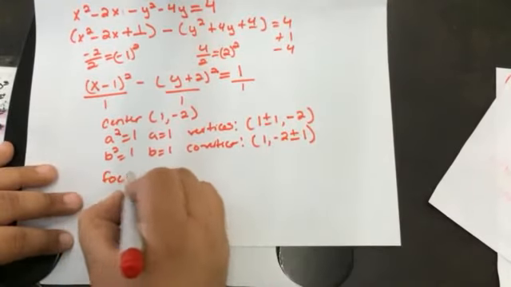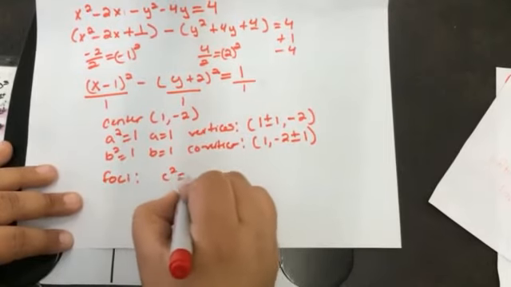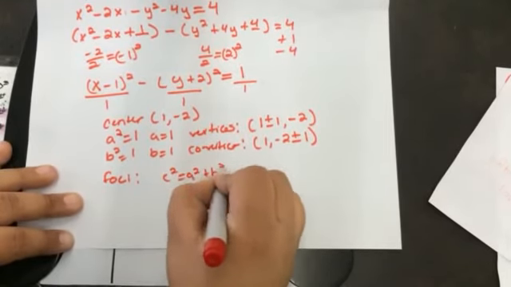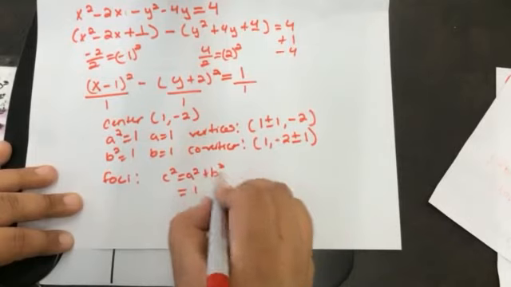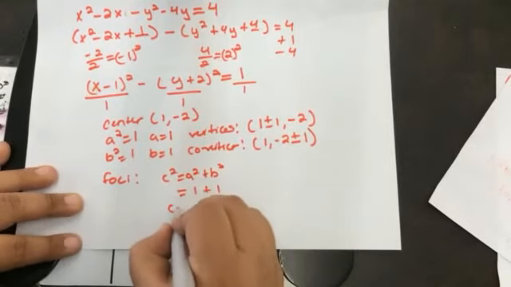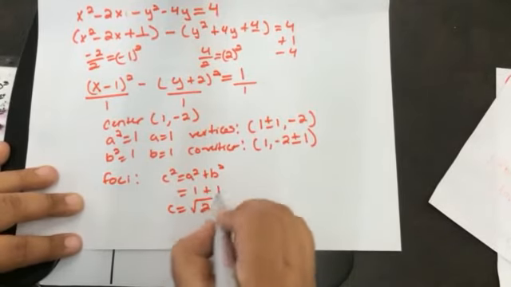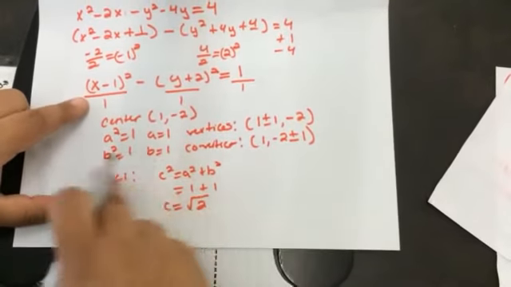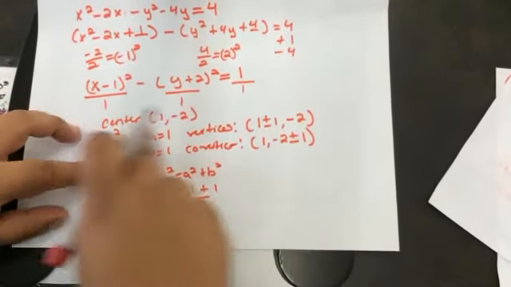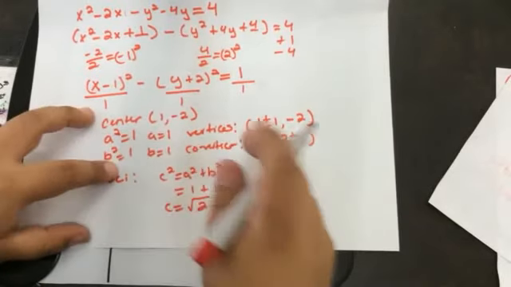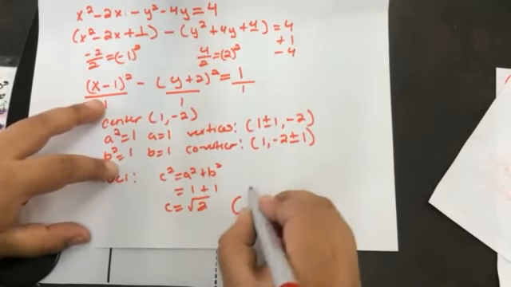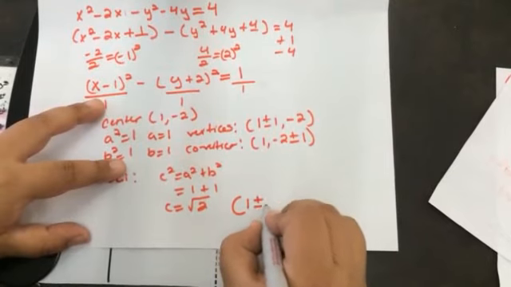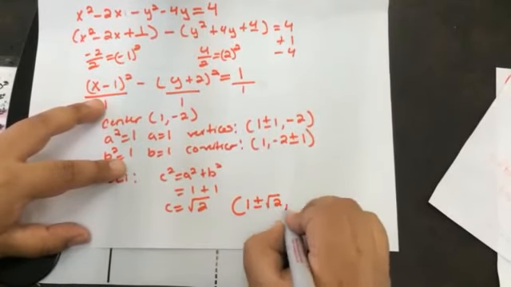Now for the foci, c squared equals a squared plus b squared. a squared is 1 and b squared is 1. So c equals the square root of 2. So then for your foci, the movement is happening on your x's. So it's going to be (1 plus or minus the square root of 2, negative 2).